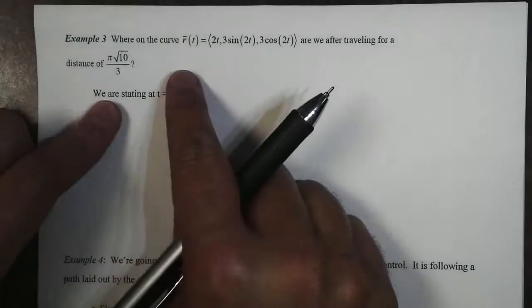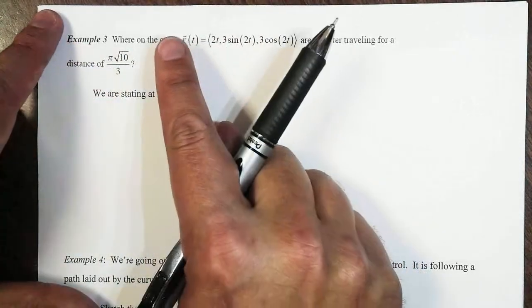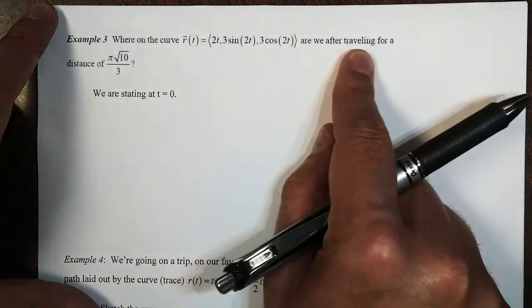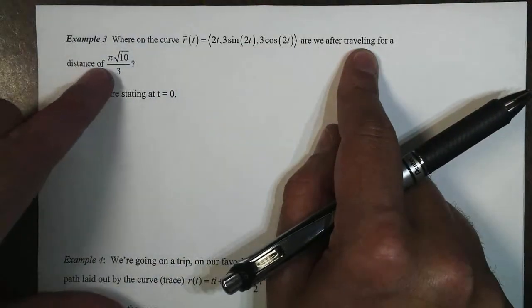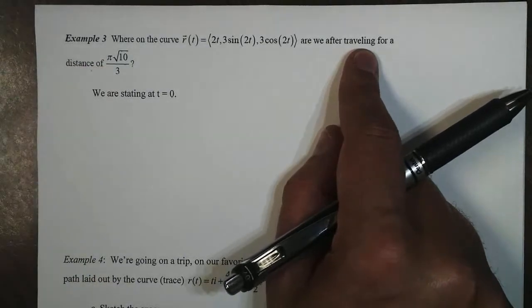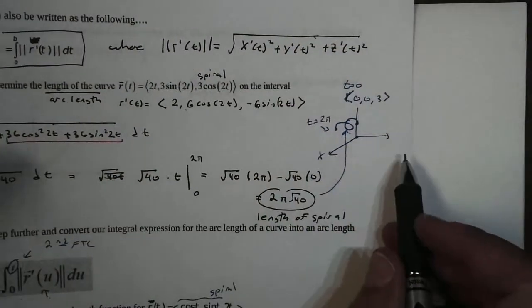Hi, welcome back to part 2 of arc length for multivariable. In example number 3, we are looking for where on this curve we are after traveling for a distance of pi root 10 over 3 units. Now we saw this example, this problem example number 1.